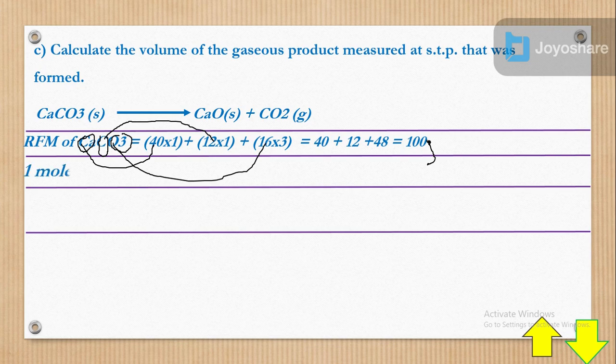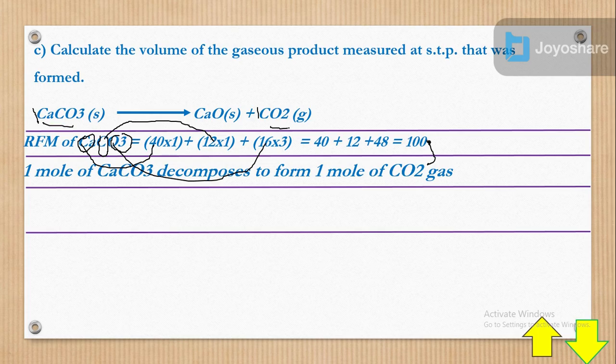Next. Now we all know that 1 mole of calcium carbonate decomposes to form 1 mole of carbon dioxide gas. What do I mean by that? When we look at this, the coefficient here is 1, and even here the coefficient is 1, and our point of emphasis is calcium carbonate and carbon dioxide. So you realize that 1 mole of calcium carbonate produces 1 mole of carbon dioxide. The 1 we are getting from the coefficient, the number before that statement. That's what we have here.